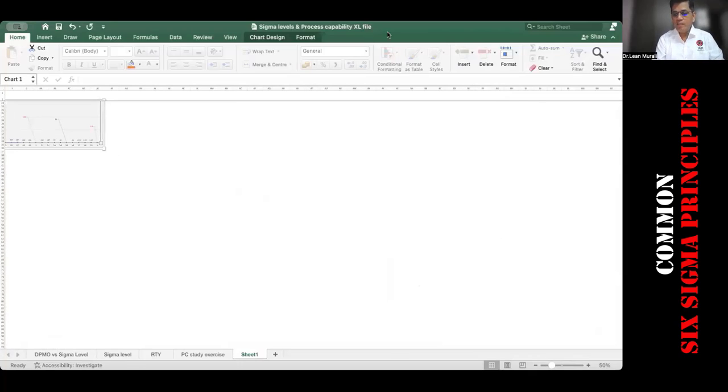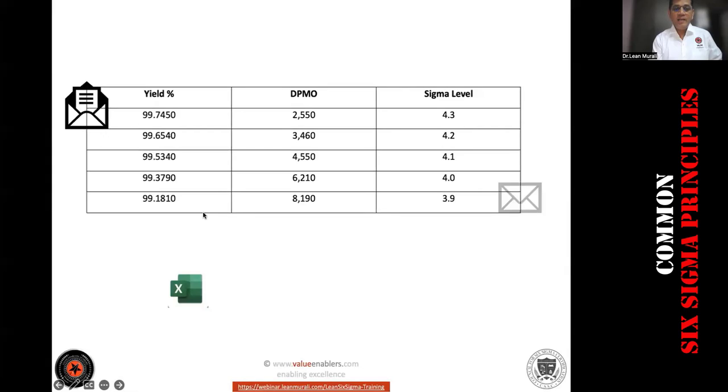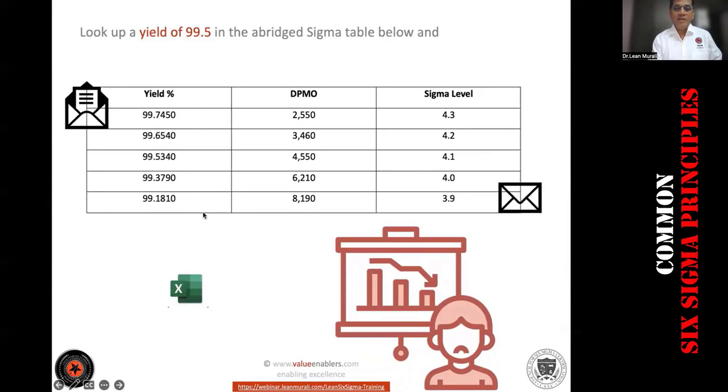Just 1 second. So if this is clear, if today's session was interesting, useful, valuable, fantastic, awesome, just put it in the chat box. And what we will do is we will come back to this sheet and then go into the detail of this Six Sigma level in the next session.